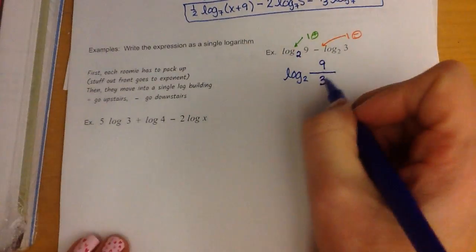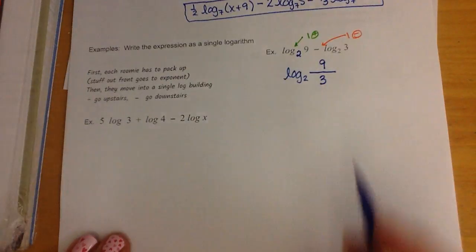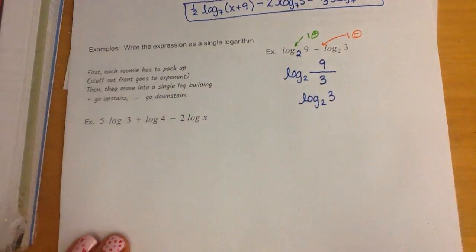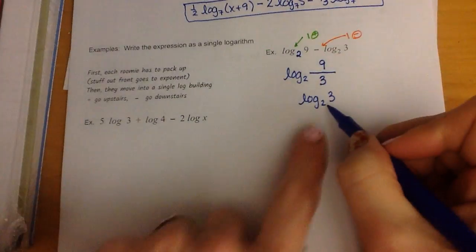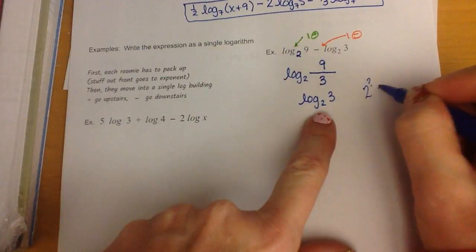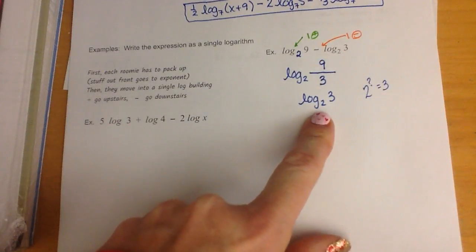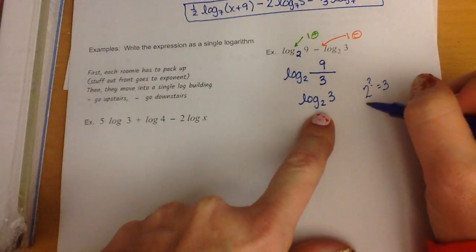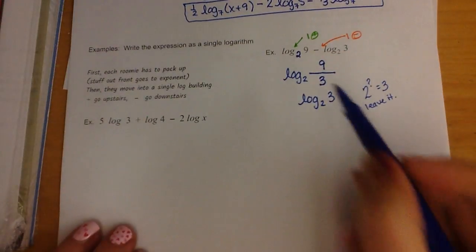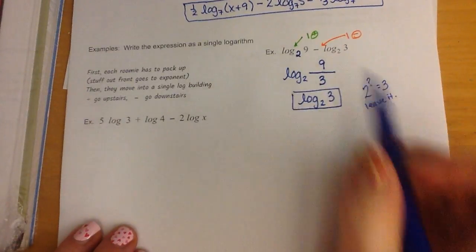Once they're moved in together, we can simplify this 9/3. So this ends up being log base 2 of 3. And then remember to ask yourself the question, 2 to what power equals 3? And if there's not an answer that we can readily come up with, then we're just going to leave it because it wouldn't simplify. So this right here will be our answer.